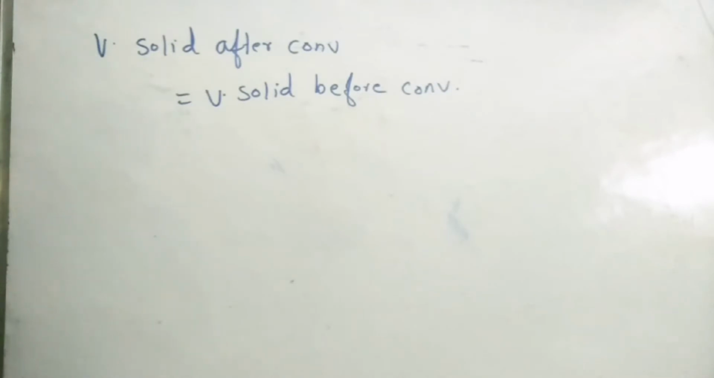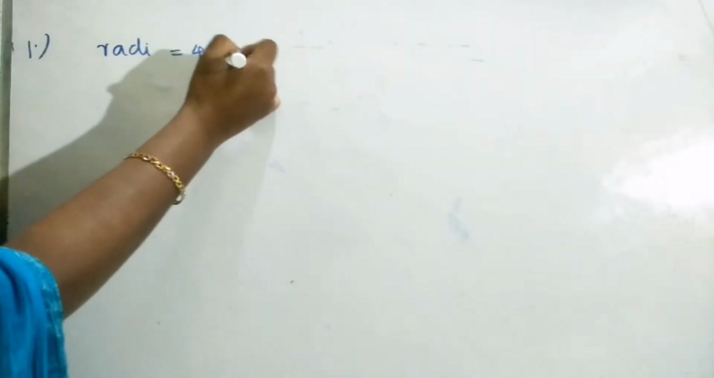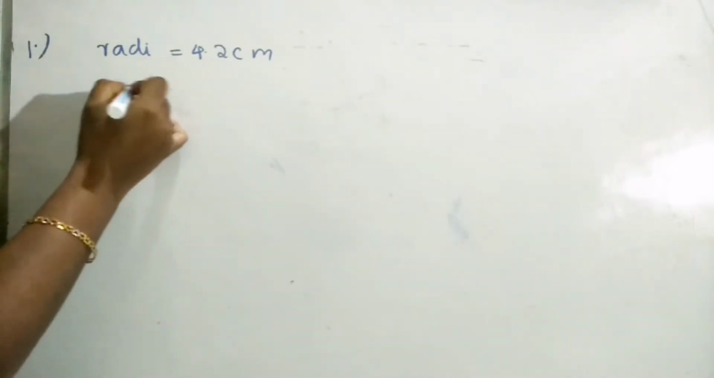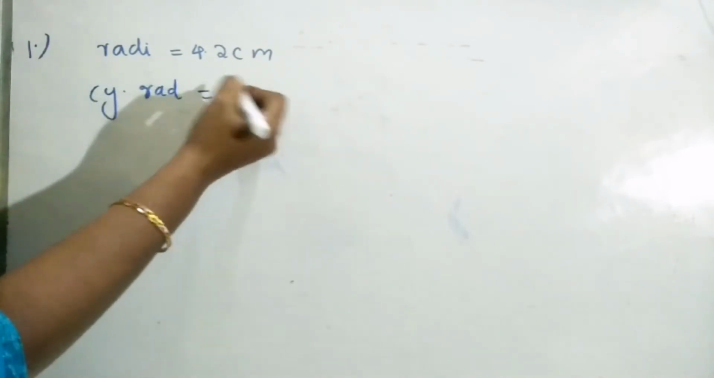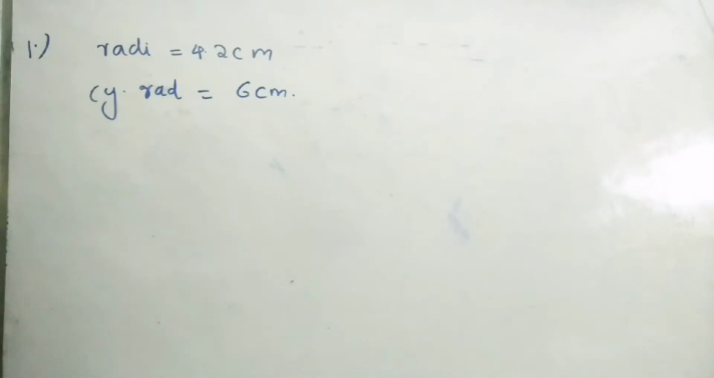So the first question, exercise 13.3, first question. A metallic sphere of radius 4.2 centimeter is melted and recast into the shape of a cylinder of radius 6 centimeter. Find the height of the cylinder.